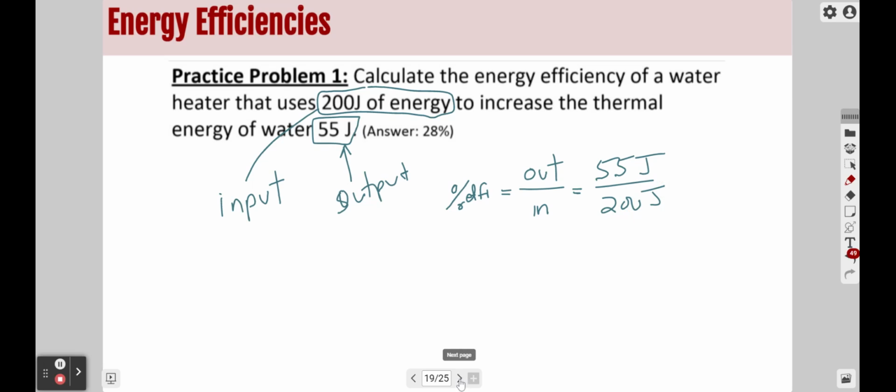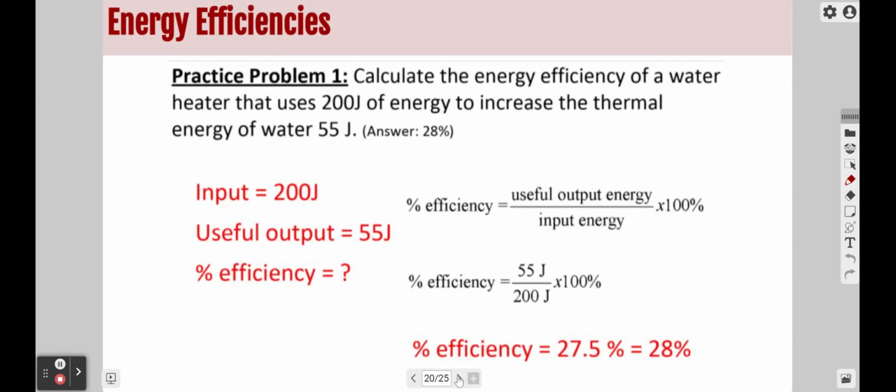So I'm going to pop to the next slide. We said the calculations have been done for us. So we have our output energy over our input energy, and we're going to multiply by 100. We only have 2 significant digits in our question, so we can only have 2 significant digits in our answer. So make sure you round up that 27.5% to 28%. So this device was only 28% efficient. That's pretty not good. That's a lot of wasted energy, right? That means 72% of energy was wasted. We can find more efficient devices than that.